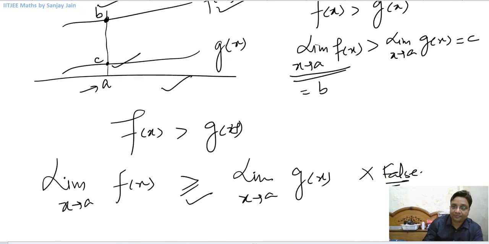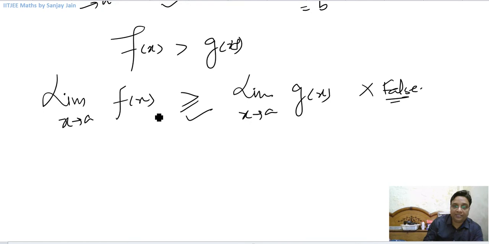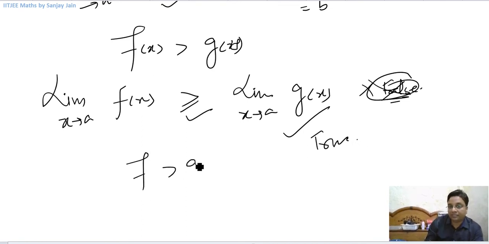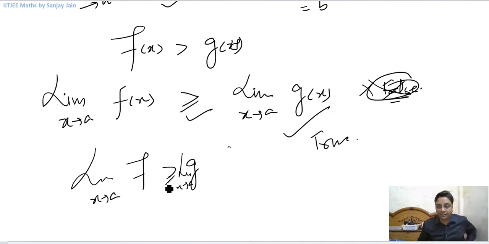Hence, if I say like this, then it will become true, right? Now this is true. So if a function is greater than another function, and if I want to take the limit at some particular point of both the functions, then I'll have to apply the equal sign here. So greater than or equal to would be the right thing to do.